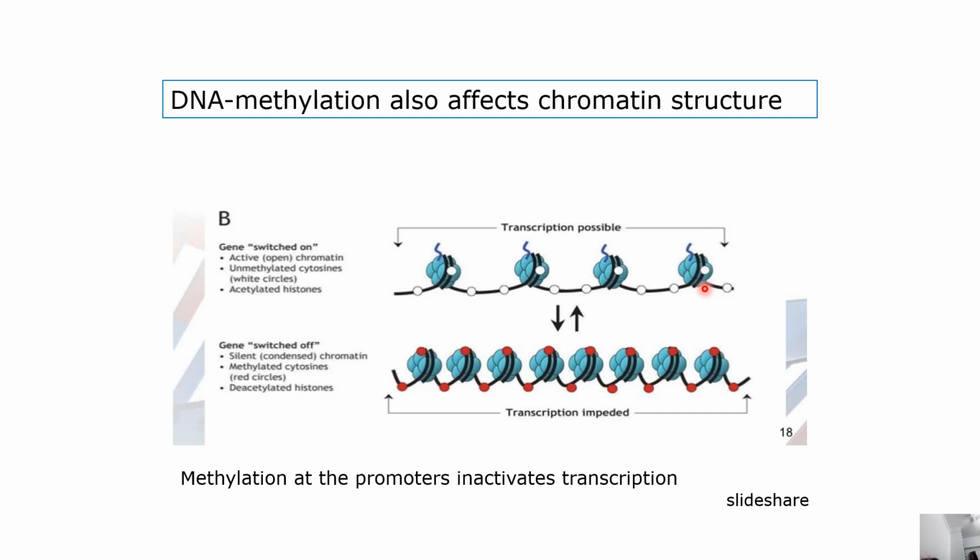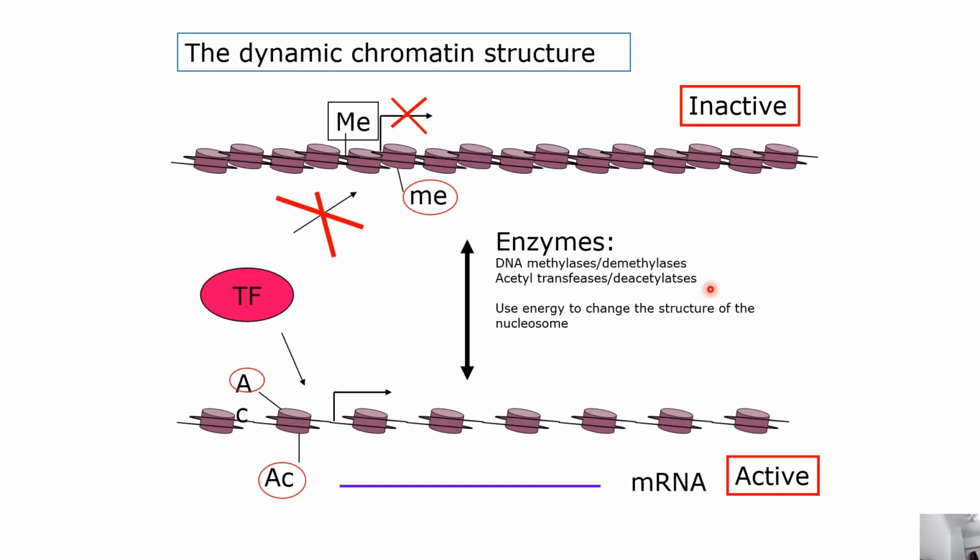So, gene switched on: active chromatin, unmethylated cytosines, acetylated histones. Gene switched off: silent chromatin, methylated cytosines, and the red ones, deacetylated histones.